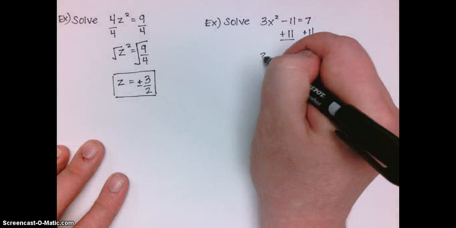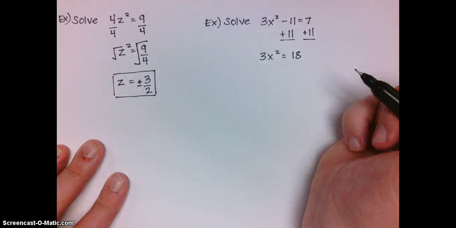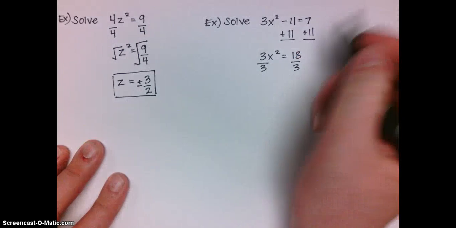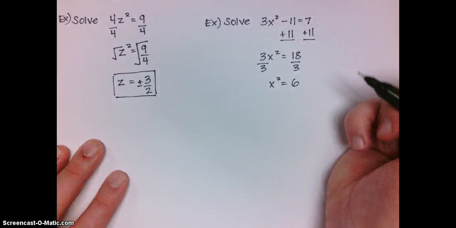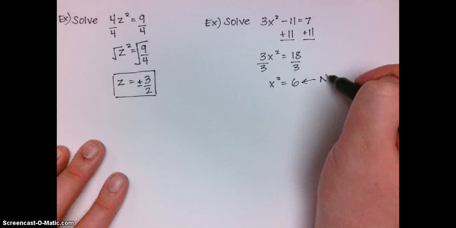When I do that, I have 3x squared is equal to 18. Then I'm going to divide both sides by 3. Look at that. It works out evenly, which is very nice. I'm going to get 6. But the problem is that 6 is not a perfect square.